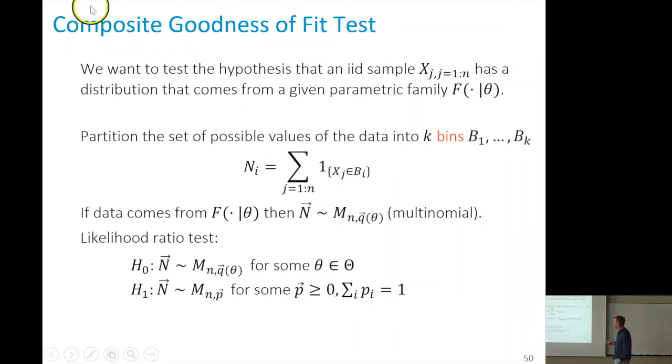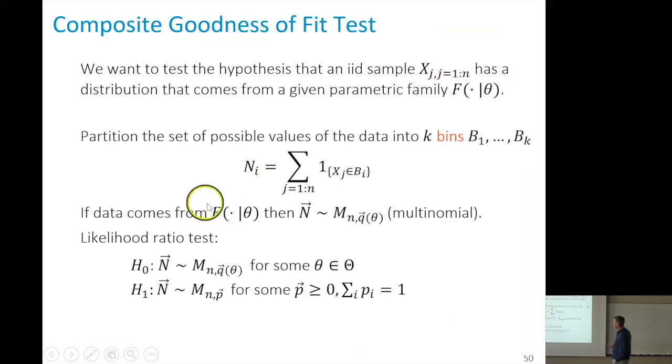So composite means I'm not just testing for one distribution, but for a hypothesis about the distribution. For example, is this data coming from a Gaussian distribution? When I say that, I'm not testing a specific Gaussian distribution, but a family of distributions. So the test says, is it true that the data comes from a parametric family that has some parameter theta? For Gaussian, it would be the mean, mu, and sigma. So we do the same as before. We bin the data, and we obtain Ni.